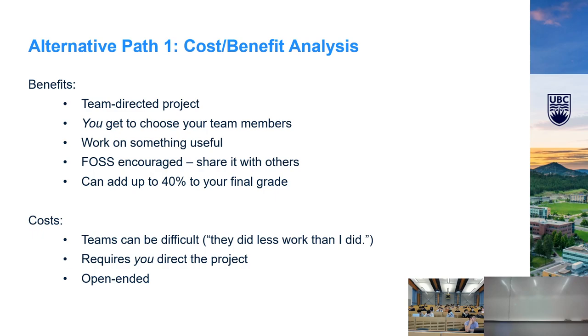What's the cost? Teams can be difficult. Oh, so-and-so did less work than I did. Okay. Why is that? What did you do about it? How did you handle that? Talk to them? Or did you just sit there and complain about them when they weren't around? Which one is useful? I hear people kind of giggling at that because I'm betting you've done this before, haven't you?